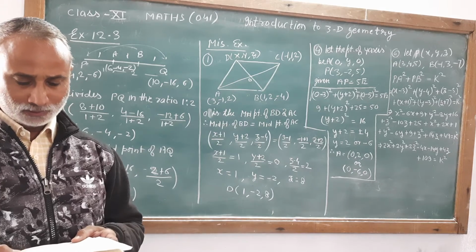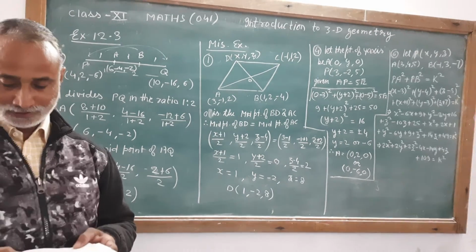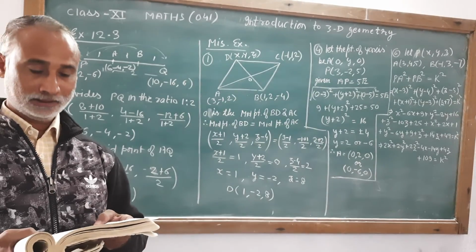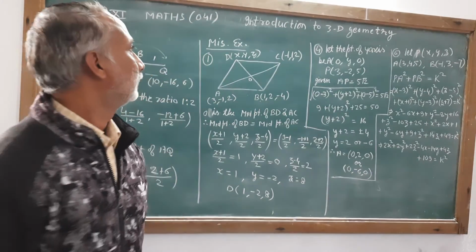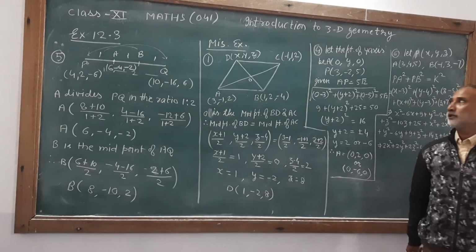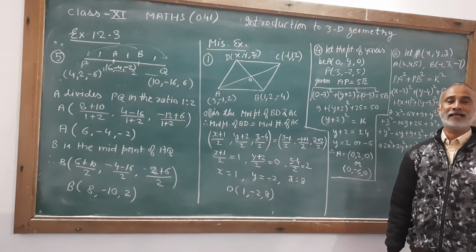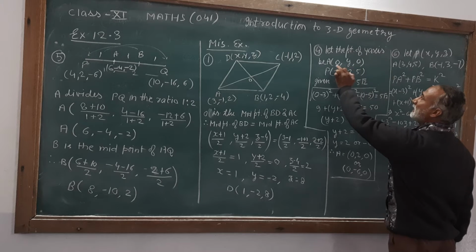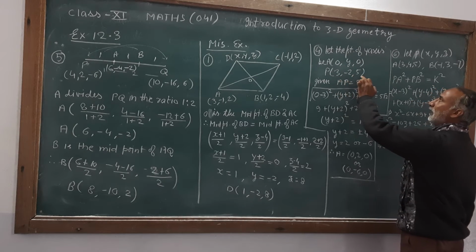Find the coordinates of a point on the y-axis which is at a distance of 5√2 from the point P with coordinates (3, -2, 5). Since the point lies on the y-axis, as we know, for any point on the y-axis the x and z coordinates are 0. So let the point on the y-axis be (0, y, 0). Point P is given as (3, -2, 5).